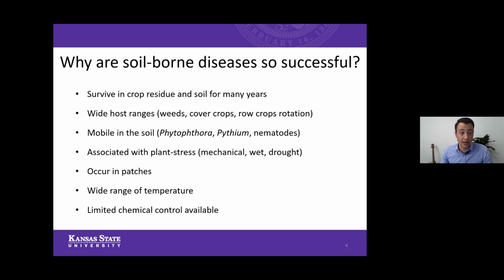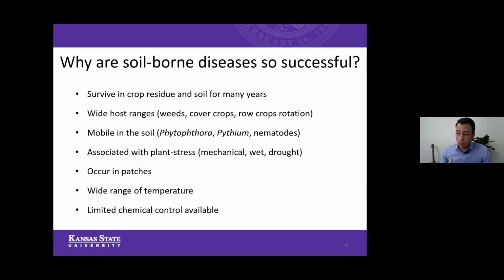Also, they are able to infect and colonize a wide host range of plants. We're talking about not just regular crops, but also certain weeds, cover crops, or even, as I mentioned, if you're having soybean on corn or sunflower or some of those row crop rotations, they don't help to reduce the soil-borne disease. Actually, it might increase. You need to be on the watch for that too.